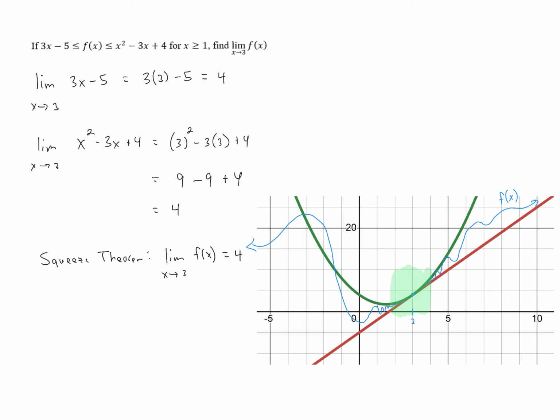So having the graph, I think, gives a little bit of a visual representation of why this actually works and what's actually going on. But we can solve the problem without the graph. We don't need the graph for the squeeze theorem. I'm just including it because I think it might help you comprehend what's going on a little bit better.